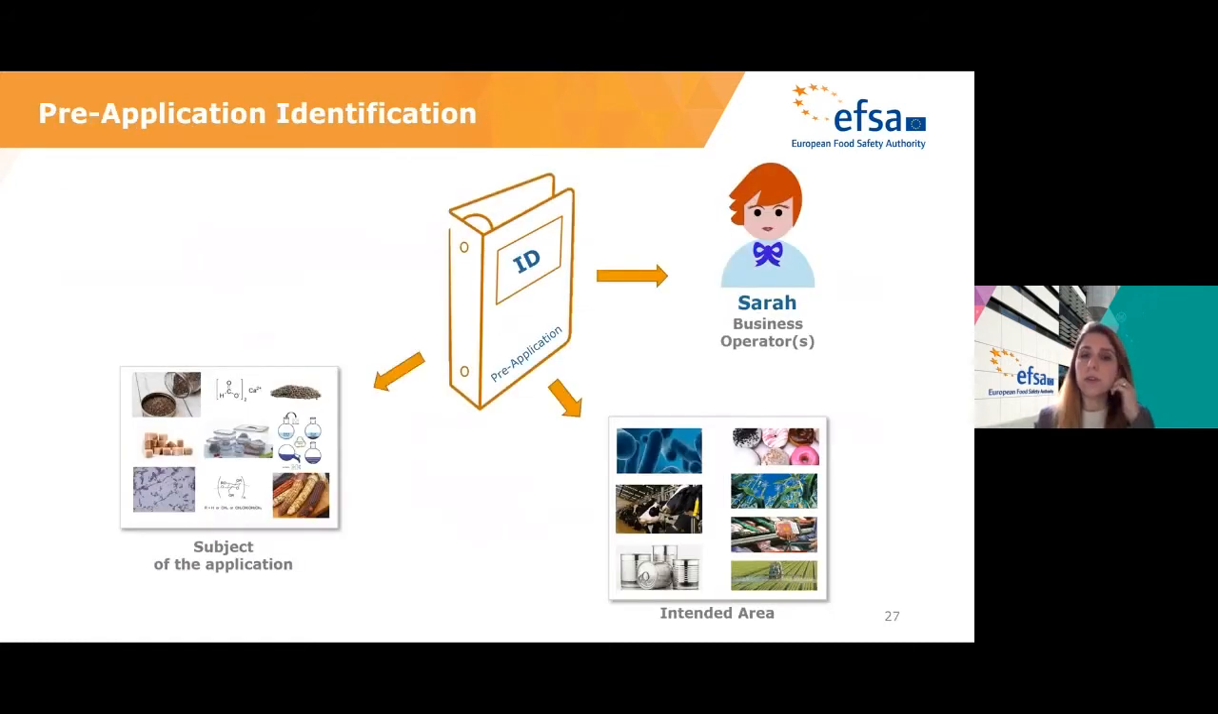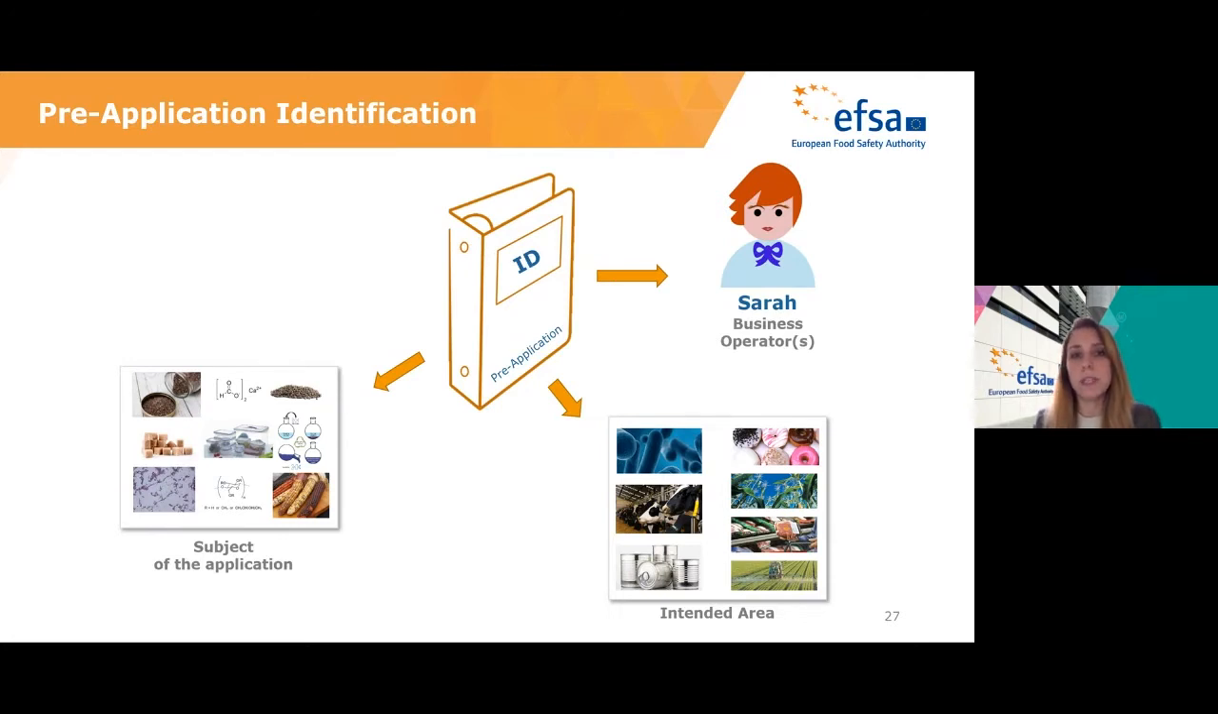So, okay, you are registered in Connect EFSA, and you would like to start a pre-submission activity, which is a general pre-submission advice or a notification of study. The first step is to request a pre-application ID. In this slide it is represented by a folder because the pre-application identification contains three main elements.